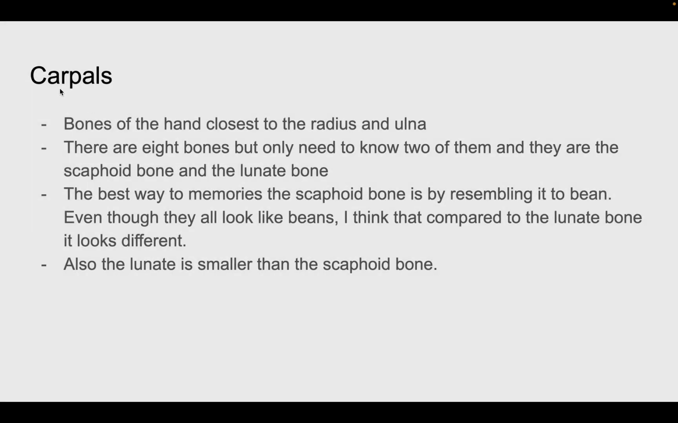And now for the carpals. They are the bones of the hand closest to the radius and ulna. There are 8, but we only need to know 2 of them. And they are the scaphoid bone and the lunate bone. The best way to memorize the scaphoid bone is by resembling it to a bean. Even though they all look like beans, I think that compared to the lunate bone, it looks completely different. Also, the lunate bone is smaller than the scaphoid bone.